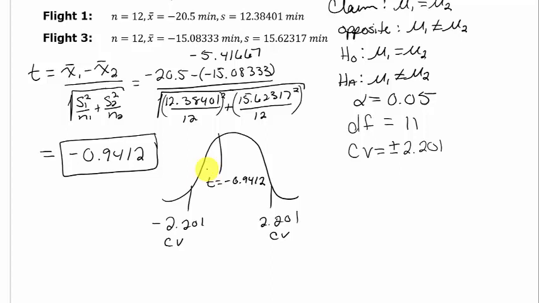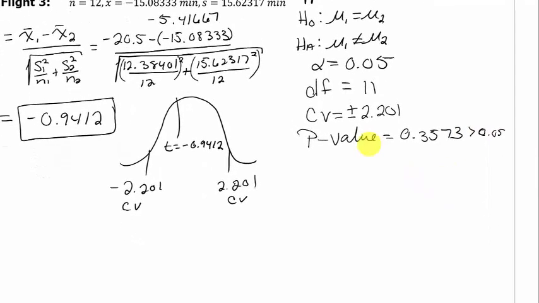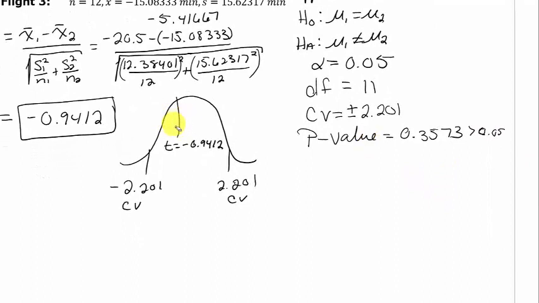If you do this on your graphing calculator, then you will also get a p-value. The p-value that you get for this one is 0.3573, and that is greater than alpha, which is 0.05. And so both because our test statistic over here for the critical value method is not in the tails, it's in this middle portion, that tells us that we're going to fail to reject the null, and also when you have a big p-value, you also fail to reject the null.